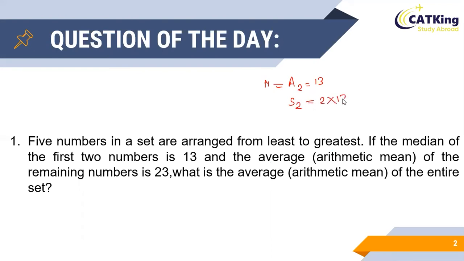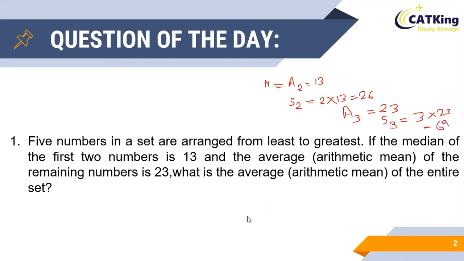that is 26. Now, it is also given to us that the average of the remaining three numbers will be equal to 23. Hence, the sum of the remaining three numbers, let us call it S3, will be equal to 3 into 23, which is equal to 69.